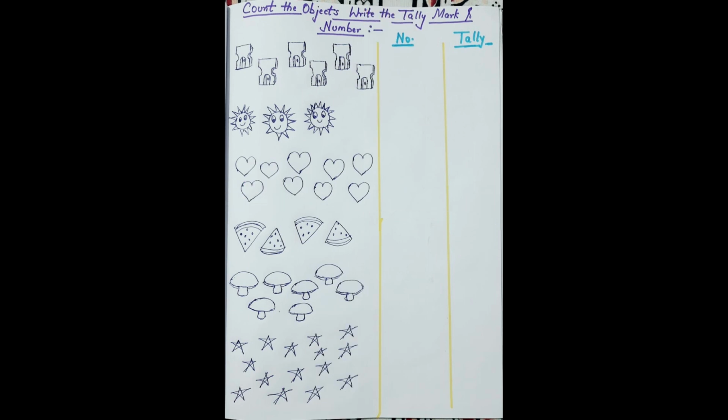Now this is the second worksheet, where the kid needs to count the objects and write the tally mark and the number. Here I have given some pictures, and the kid needs to count whatever objects are there. Here it's a sharpener. How many sharpeners are there? 1, 2, 3, 4, 5, 6. So it is 6. They need to write the number 6 in the number section, and make the tally mark of 6: 1, 2, 3, 4, 5, cross it, and then one more, which becomes 6. In the same way they need to complete all the objects. They need to count, write the number, make the tally mark, and complete the worksheet.